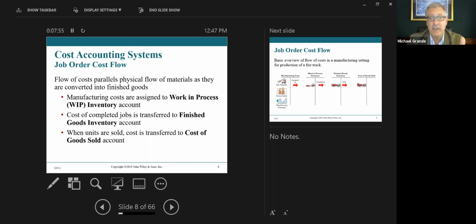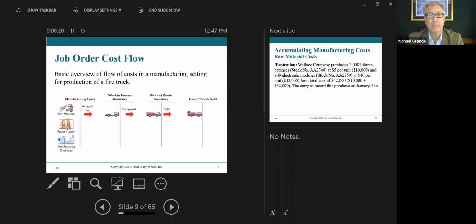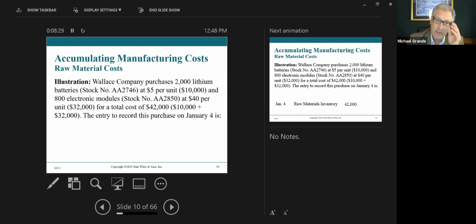The next stage of inventory is finished goods. That means the job has been completed. And then lastly, once the job is sold, we need to transfer the cost of that job to the cost of goods sold. And that's when we match the revenue, that is the sale of the job, to the cost of goods sold, or the expense. And you can see here are some T accounts where we show the flow of costs going through the general ledger system.